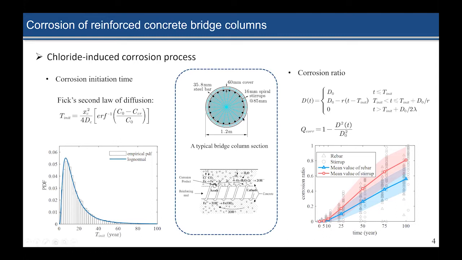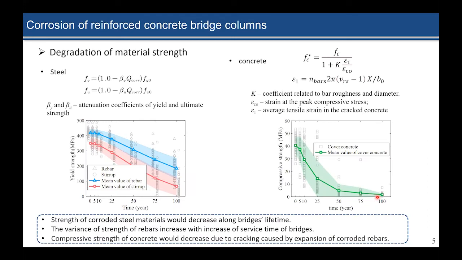Here we conducted a case study, and we consider the corrosion as a random process. We can see that the corrosion initiation time is also a random variable, and the corrosion ratio of rebars and stirrups will increase along service time. And the material properties will also be affected by corrosion.